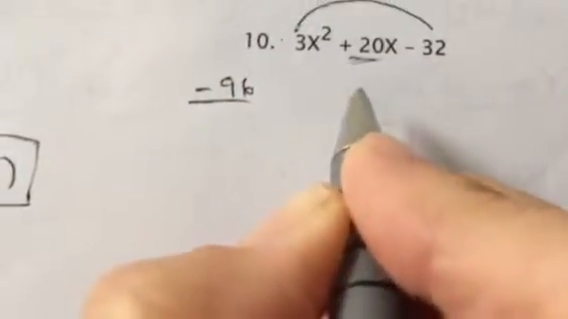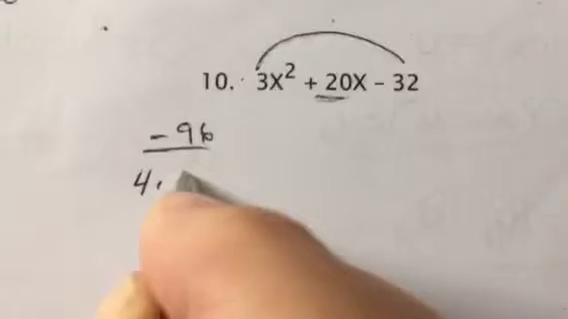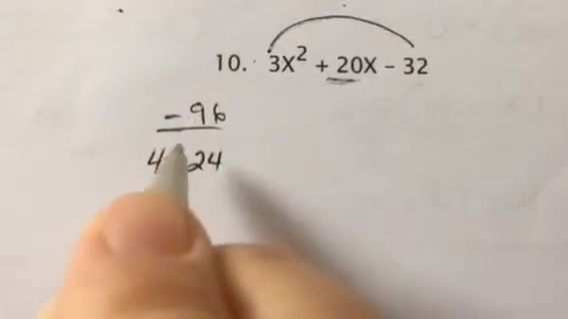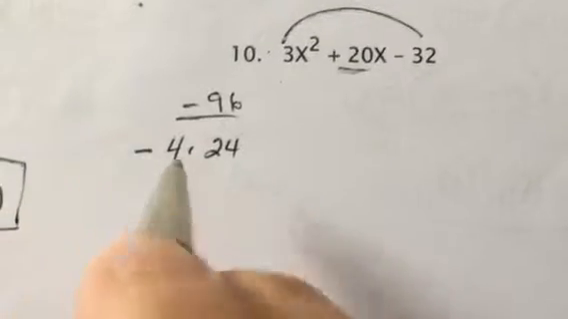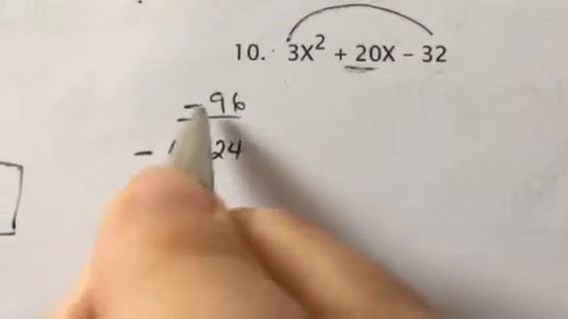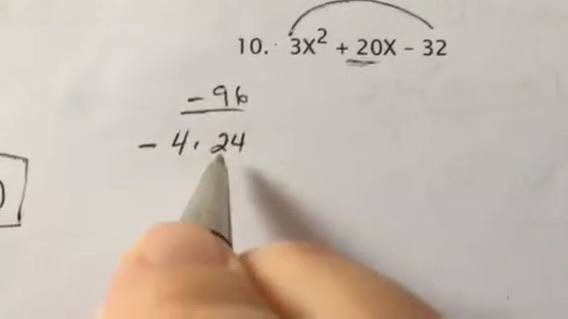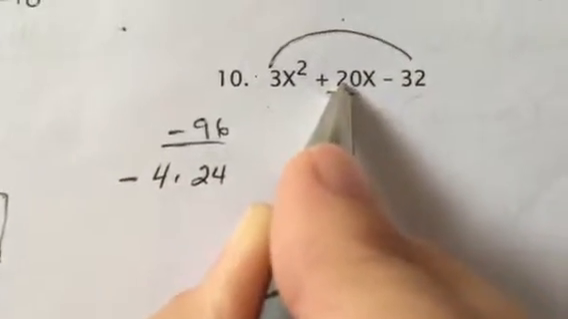Now, there's all sorts of them. But you will find that 4 times 24 gives you negative 96. I need my signs to be different. I'm going to make this a negative 4. You can see if I multiply that together, I get negative 96. But if I add them, I'm going to get that positive 20, which is cool.